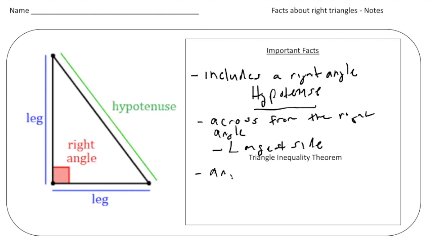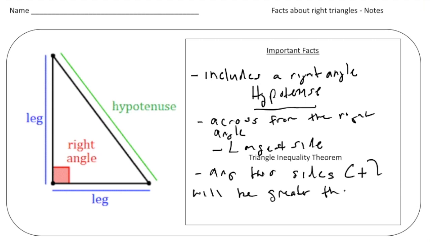So any two sides, when added together, just put a plus sign here. So any two sides when added together will be greater than the third side.